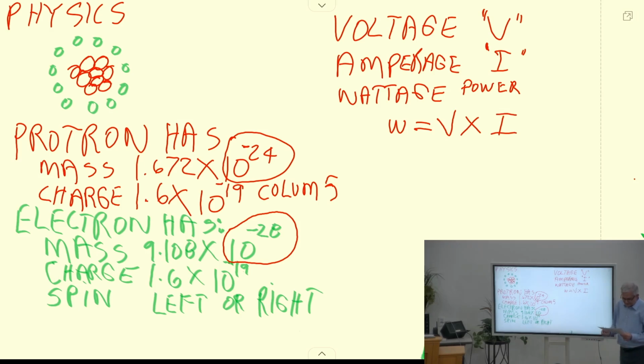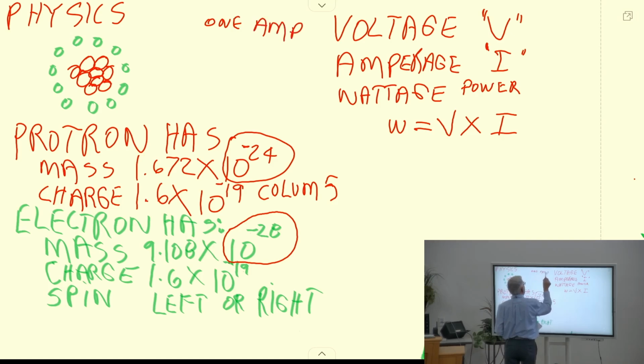So you see, one thing I didn't say on amperage, I should have said it. 1 amp, this will impress you. What we call 1 amp equals 6.24 times 10 to the 18th electrons per second.